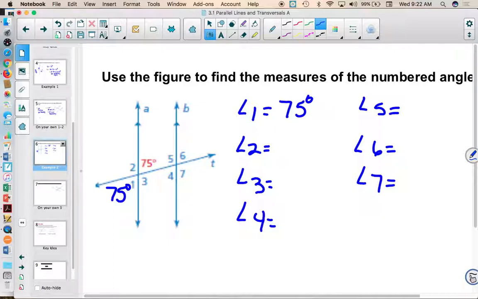I want somebody else. Mr. Justin, give me another one. Angle 3 is 105 degrees. How do you know that, Justin? Because if you take 180 minus 75, you get 105. And those two are what type of angles? Supplementary. Okay. These two are supplementary, so they have to equal 180. Good job.